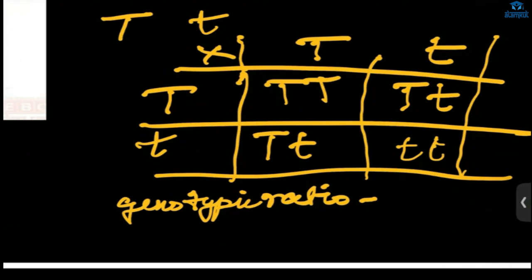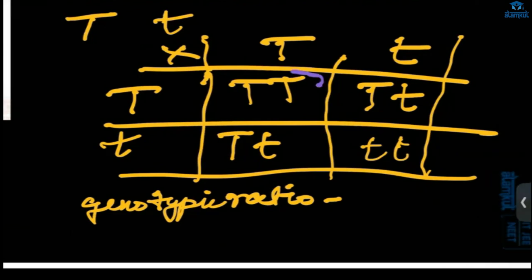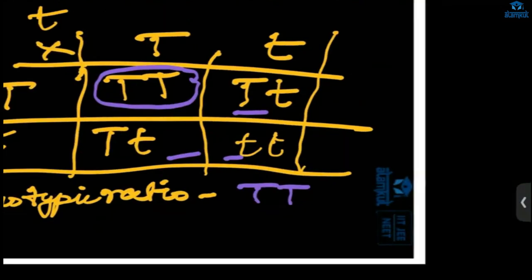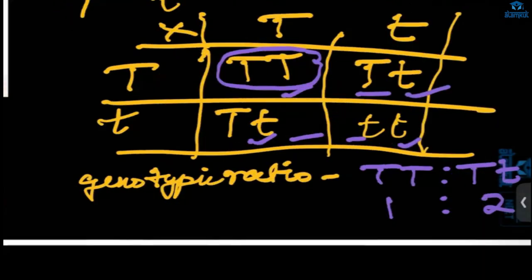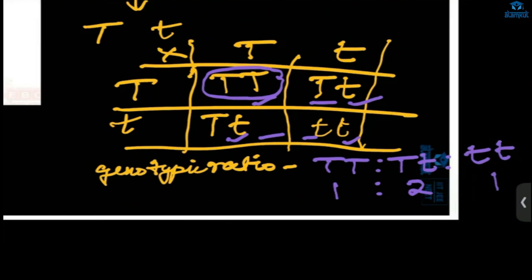So here, this is tall, TT. Are you finding another capital T, capital T here? Anywhere else? No, ma'am. So it is 1. Next, capital T, small t. This type of genotype, are you finding here? It's only in 2 places. So it is 2. Now, tell me the TT type genotype. It's only 1. So what is the genotypic ratio? 1:2:1. This will be your answer.